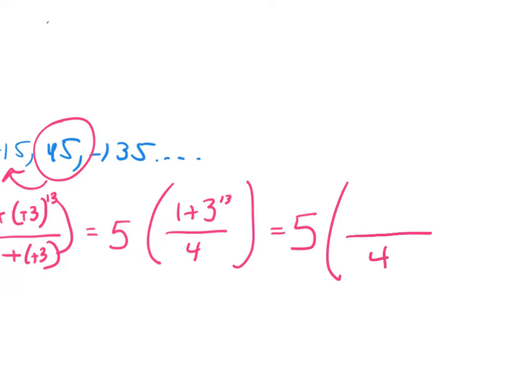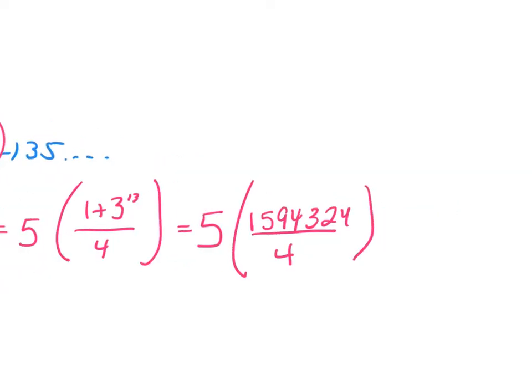So in your calculator, say 1 plus 3 to the 13th power. And what do you get? Big number. 1,594,324. Yep. Okay.